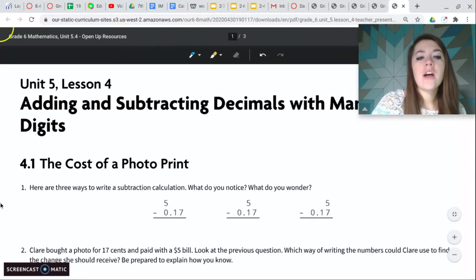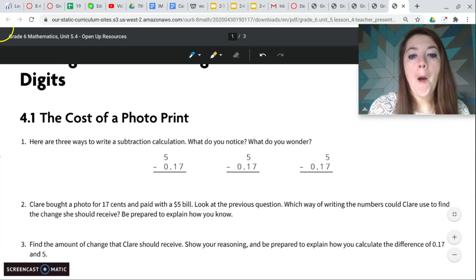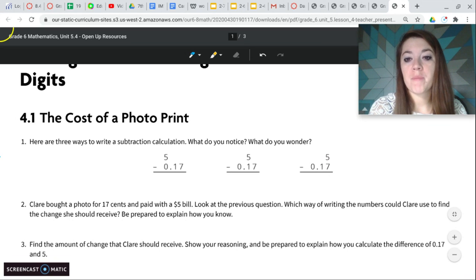All right. The cost of a photo print. Here are 3 ways to write a subtraction calculation. What do you notice? What do you wonder? So hopefully you're noticing that they're lining them up in different ways. There are different places where they've been lined up. In each case, there is one that is accurate on here.